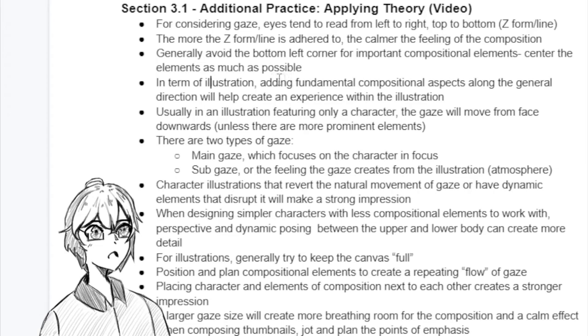Now, in terms of illustration, adding the fundamental compositional aspects along the general direction will create an experience within the illustration, or really creating a cohesion of the viewing points within the composition using the Z line. Usually in an illustration featuring only a character, the gaze will move from face downwards unless there are more prominent elements. Normally, and this is just from a human standpoint, when we view a human character, the first thing we're going to try to identify is its face, and then everything around the face, normally from the body down. So that's where that point comes from.